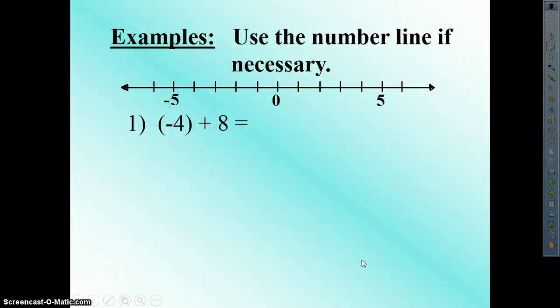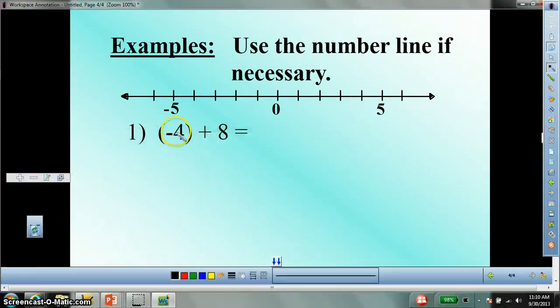Now we're going to be adding using the number line. When we add using the number line, we start with our number on the left. Here's -4, so we're going to find -4 on the number line. 1, 2, 3, 4. Now here's -4 on our number line.